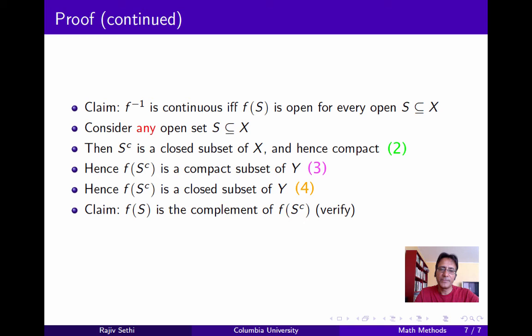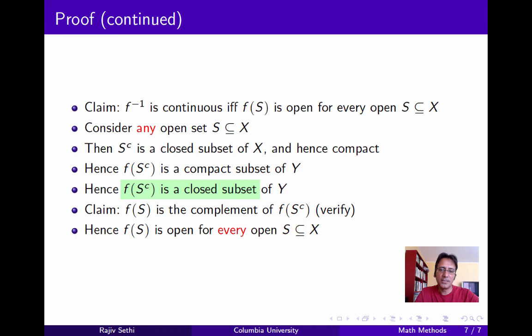Now note that the image of S under f must be the complement of the image of the complement of S under f. And this follows from the fact that f is a bijection. So just convince yourself that the fact that f is a bijection implies this statement. So since f of S complement is closed, the complement of this set, which is f of S, must be open. And this must be true for every open set S in X because we started with an arbitrary such set.